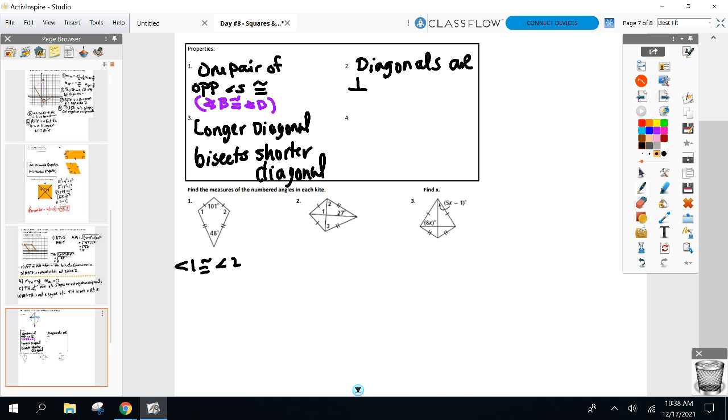360, yeah. 360. So what we can do is what? 101 plus 48 plus 2x, or x plus x, right? We can write 2x because they're both the same, equals what? 360. There you go. Yep. Any quadrilateral, it's equal to 360.